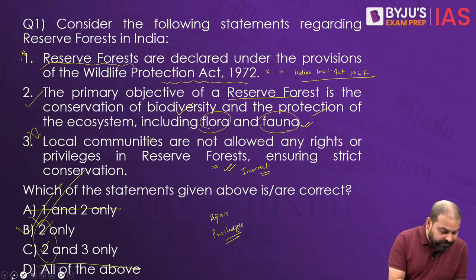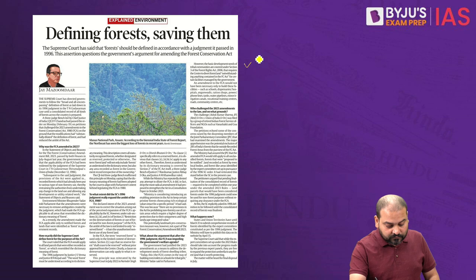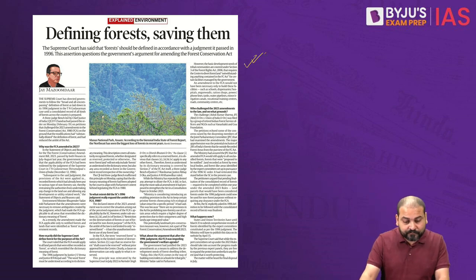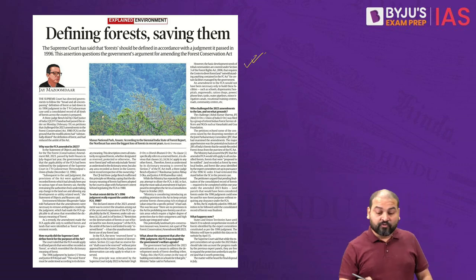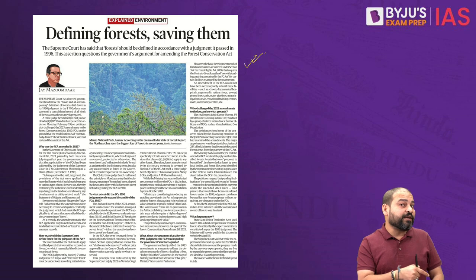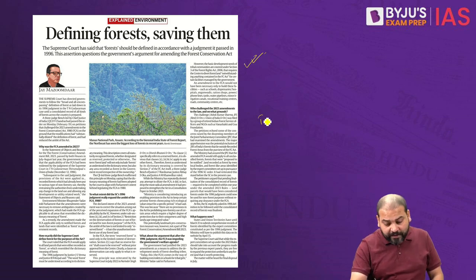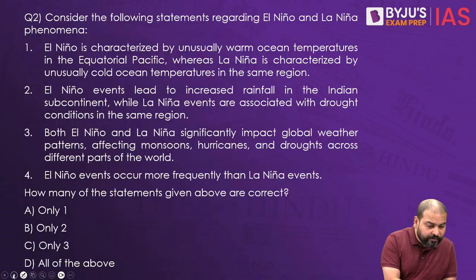And why did we take up this article? You can see in Explained: Defining forests, saving them, the Supreme Court has said that the forest should be defined in accordance with a judgment it passed in 1996. Those who would have gone through the daily news analysis that we have done today as well as yesterday, we have done the discussions on this. Today there was an editorial in The Hindu. So that's how this question comes. Let's move ahead to question number 2.